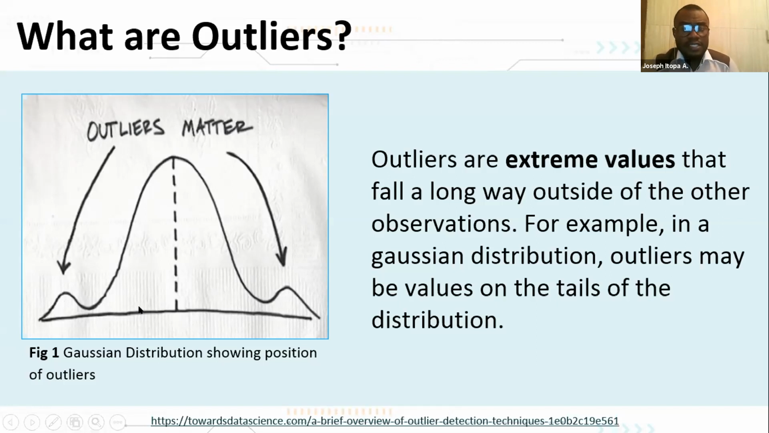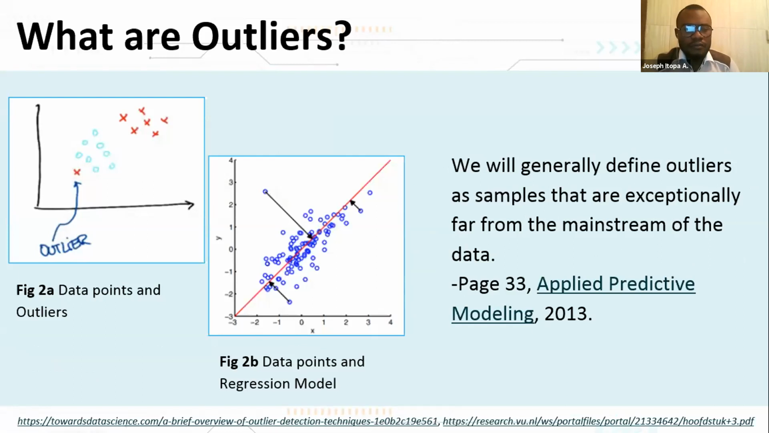Let's take a look at another example for you to get what we are trying to explain. I think it will be more helpful. Here we have some charts, two of them, and I will describe them one after the other. The first one is figure 2A. You have some data points, red stars, and one of the data points happens to stay far away from the others. Such is an outlier.